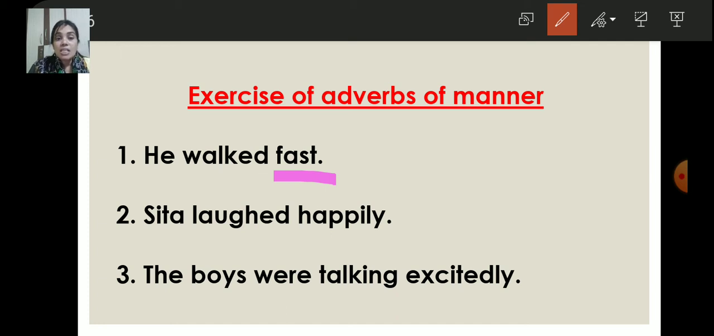And next one is, Sita laughed happily. So how did Sita laugh? Happily. So happily is the adverb of manner. And number 3, the boys were talking excitedly. So how were the boys talking?